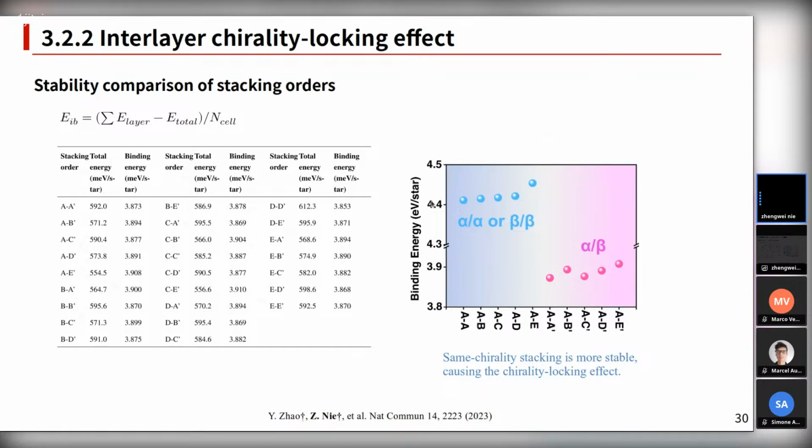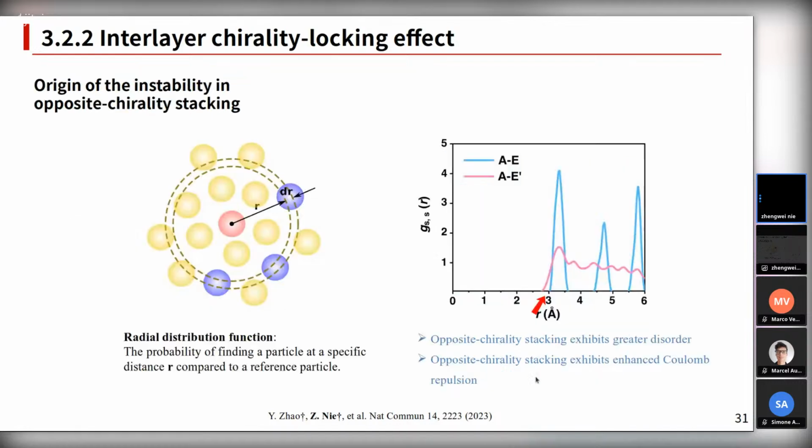The higher the binding energy is, the more stable the structure is. And we can see that for the alpha and the beta, it means the same parallelity stackings, the binding energy is higher. It means that the system has lower energy, so it is more stable. This is the reason for the parallelity locking effect.